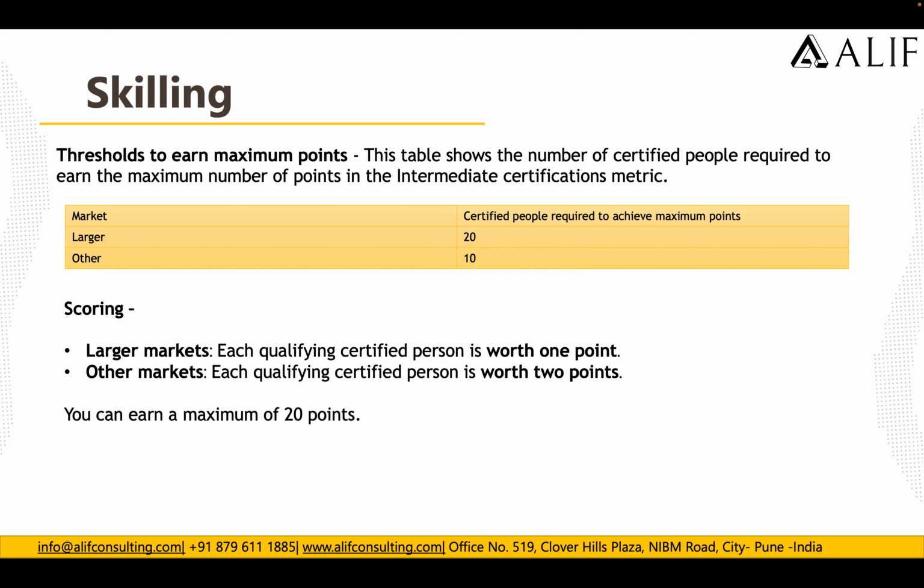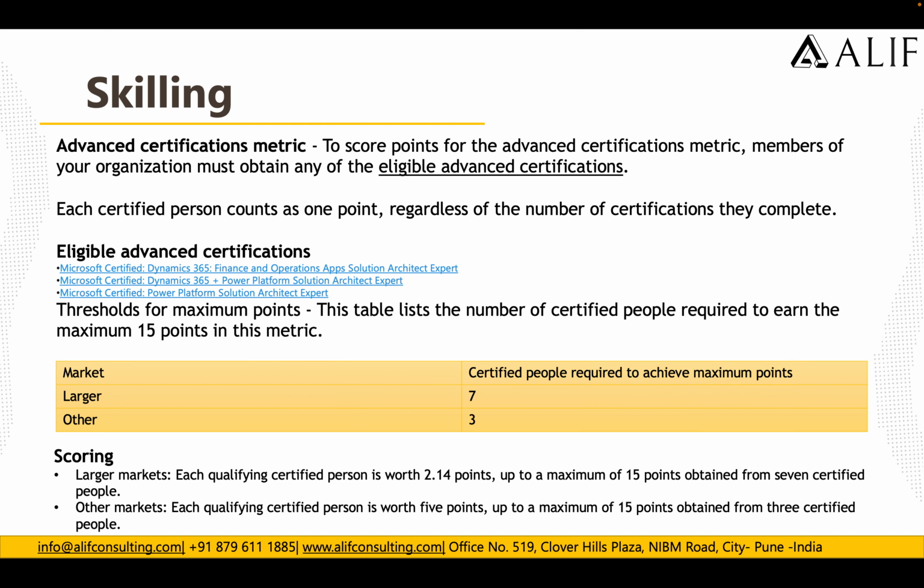Threshold to earn the maximum points. If you are from the larger market segment, then 20 certified people will get the maximum points. If you are from the mid or smaller market segment, then you need 10 certified people to get the maximum points. How does the scoring happen? Each qualifying certified person is worth 1 point under the large market segment, or for the smaller and mid customer market, each qualifying certified person is worth 2 points. With the intermediate certifications category, you can get a maximum of 20 points.